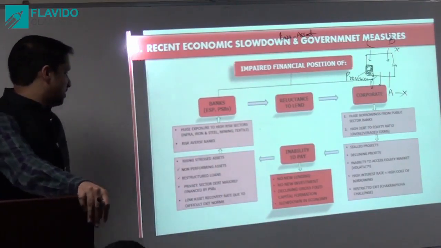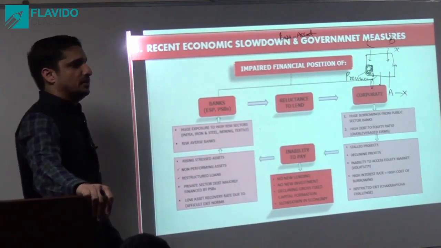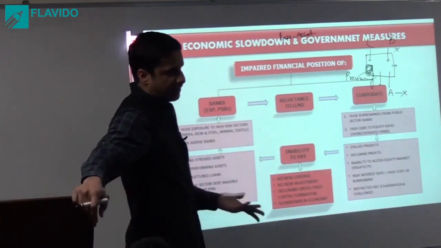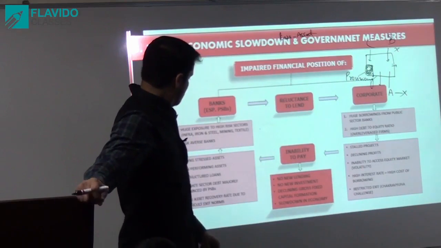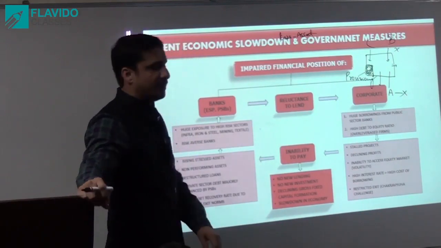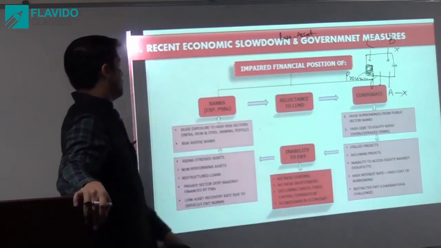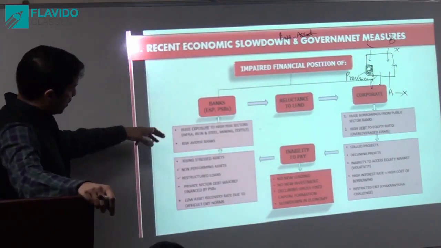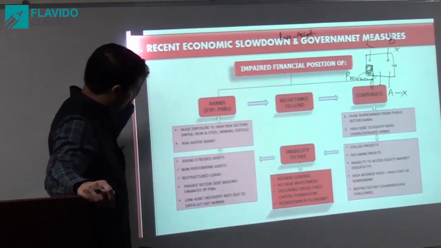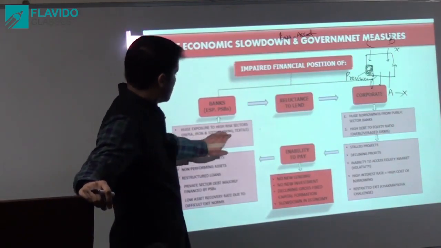Then private sector debt majorly financed by PSB. Now it is 75% anyway, so obviously it will be in PSBs. Then the low asset recovery rate due to difficult exit norms were there. Finally the impact was huge exposure to high risk sectors. Majority of the PSB funds were focused on infrastructure, iron, textile and all this.